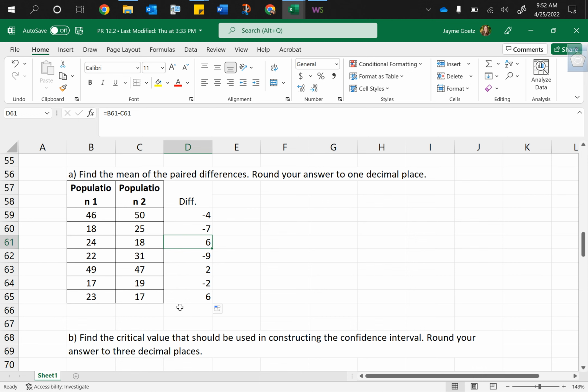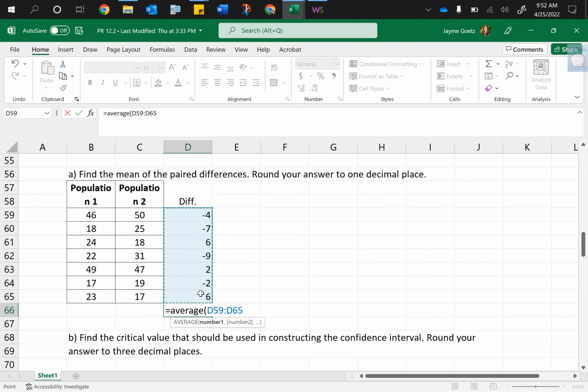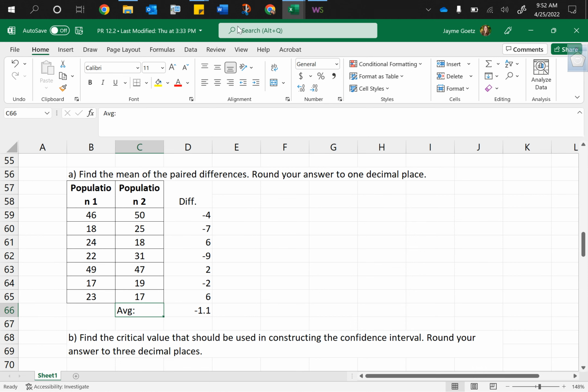So here's my differences column. You're going to come down here, and you're literally just going to find the average of all of these differences. That's all it is. And then they want you to round to 1 decimal point. So I'm just going to put average there. And again, you can highlight it. What do you guys think? Is that so bad? Now, just so we're all on the same page, this number right here is what we would call x bar sub d.